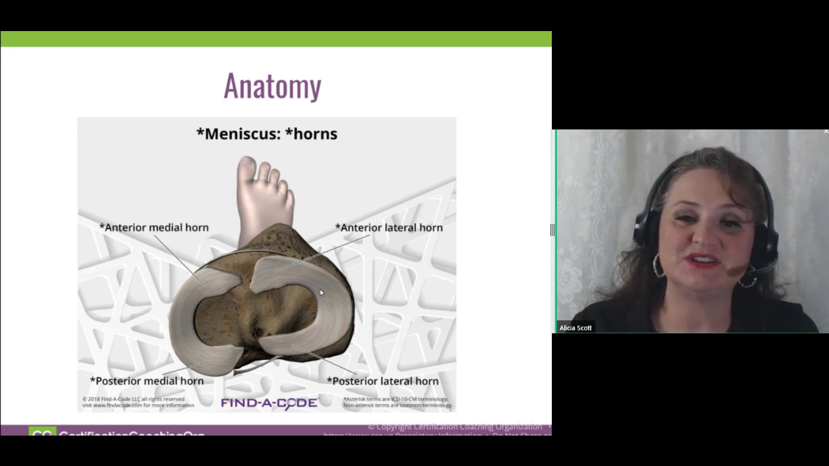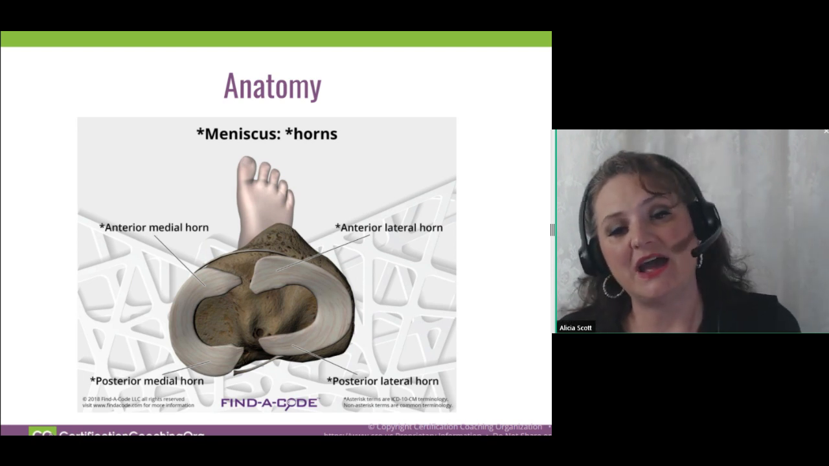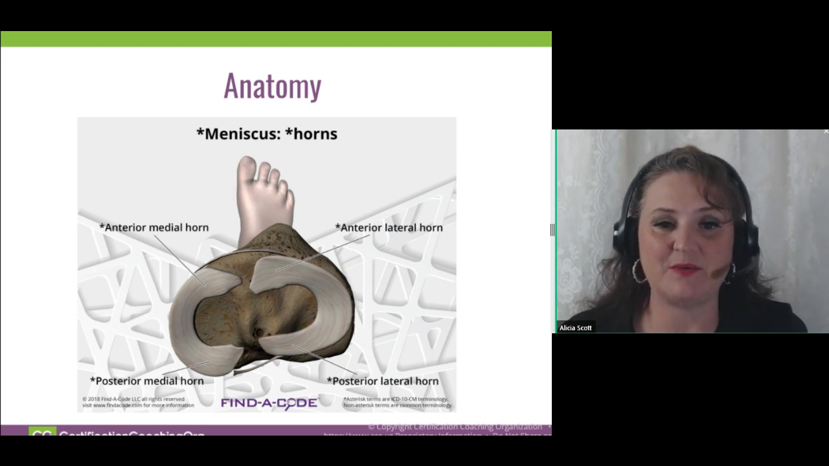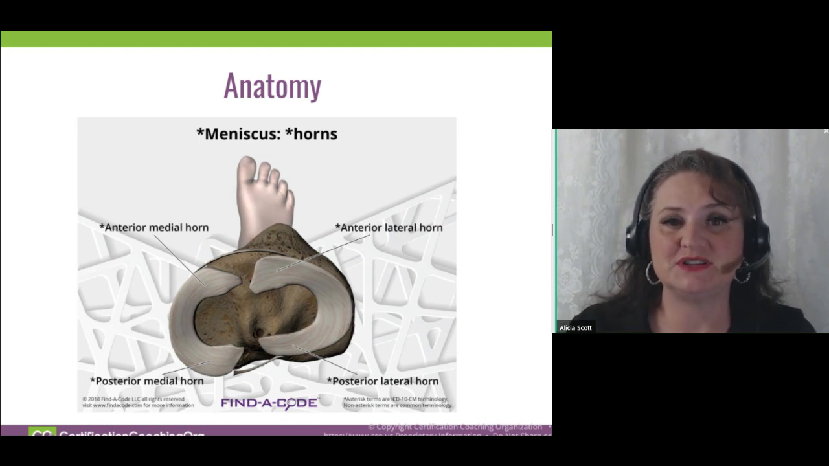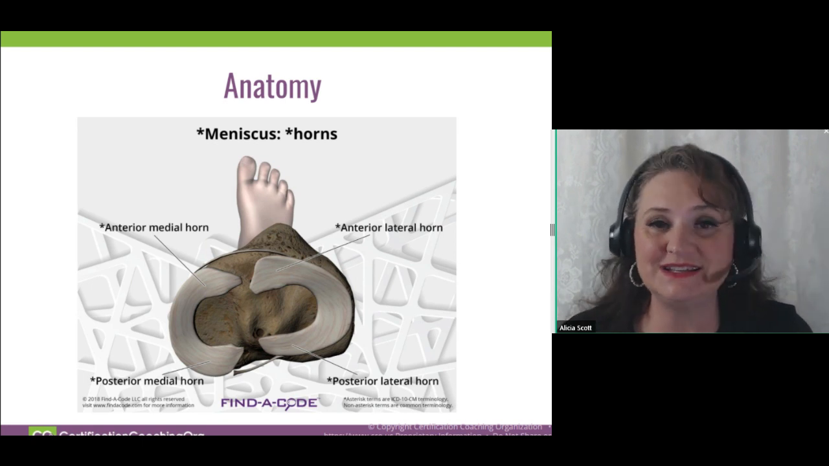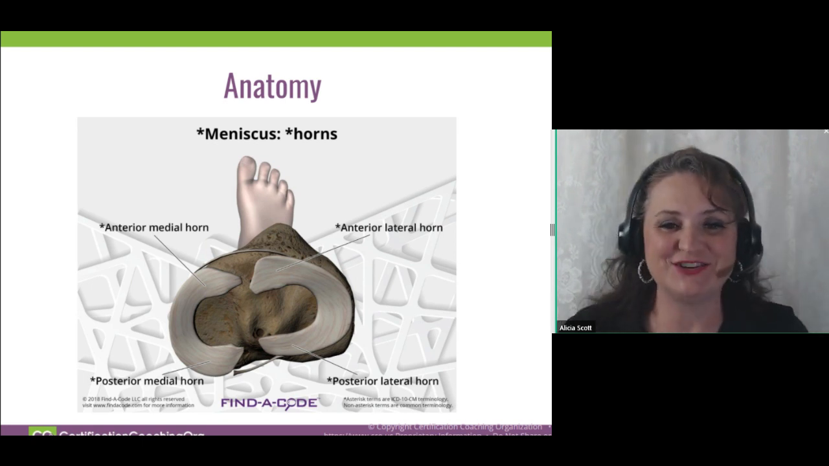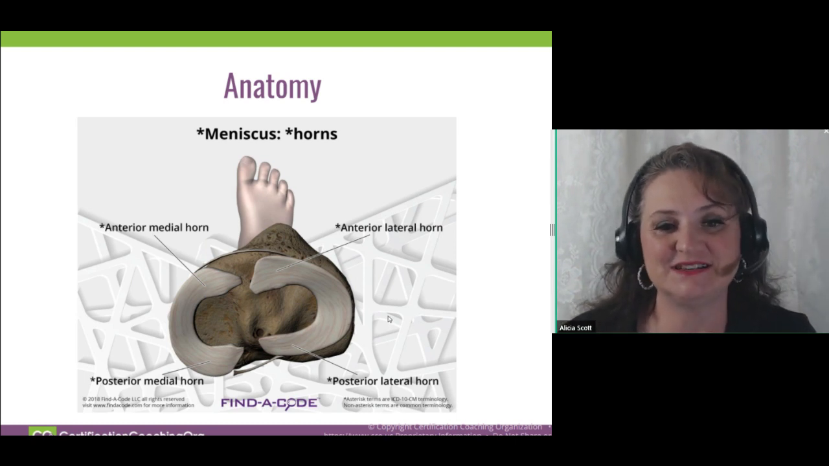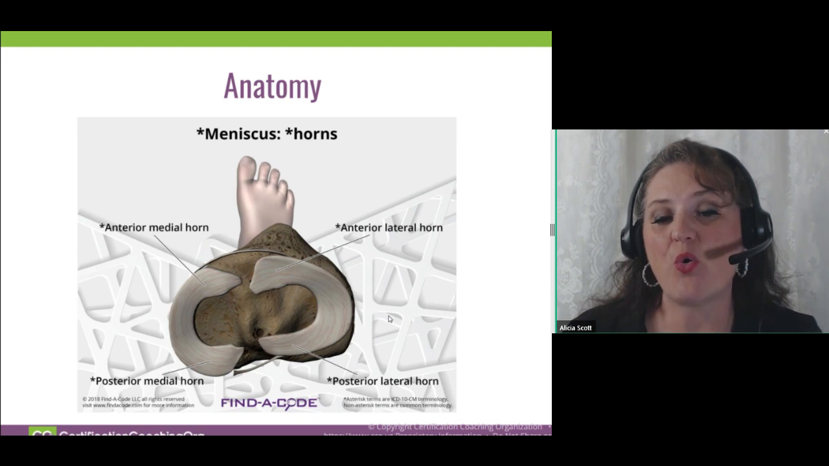Medial means close to the center of your body, and lateral is away from the center of your body. So that way you would see that the medial would be on the side of the big toe, and the lateral would be on the side of the little toe. Very easy. But doesn't that look like where you could just plop some dentures right there? And that's the meniscus horns.